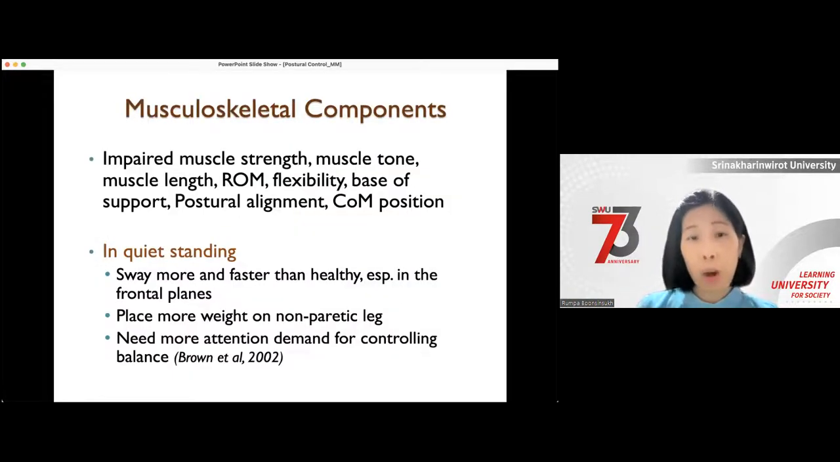So for the musculoskeletal component, this component involves muscle strength, range of motion, flexibility. And we all know that our stroke patient has impaired muscle strength, muscle tone, muscle length, range of motion, flexibility, base of support, postural alignment, and also central body mass position. So this results in the posture when they're standing. In quiet standing, they sway more and faster than the healthy control, especially in the frontal plane, because they have one side weakness. They put more weight on the non-paretic leg, so the posture is not properly aligned to the gravitational force. And they also need more intentional demand for controlling balance.